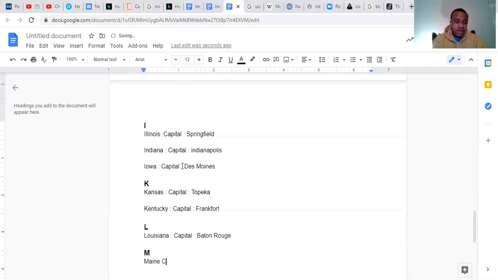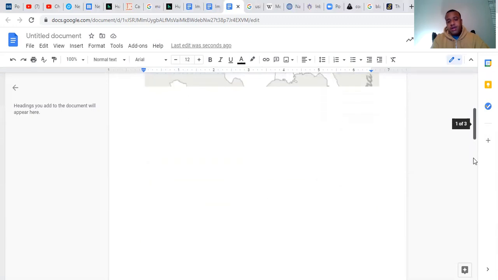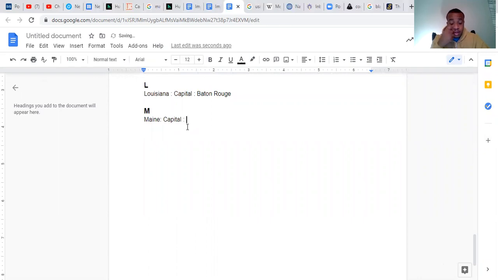Another somewhat forgotten about state. Maine. Maine is also the uppermost state. So on a map, this is Maine. This is the highest state in the country. Capital of Maine is Augusta. Not Augusta, Georgia. Augusta, Maine. Capital of Maine is Augusta.